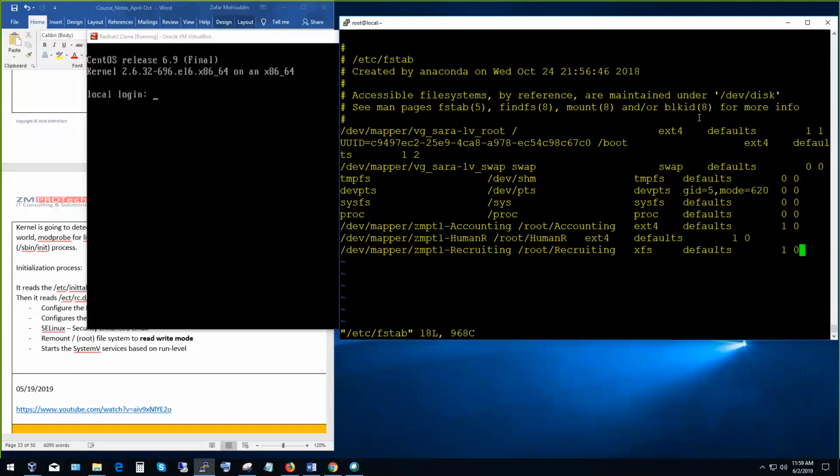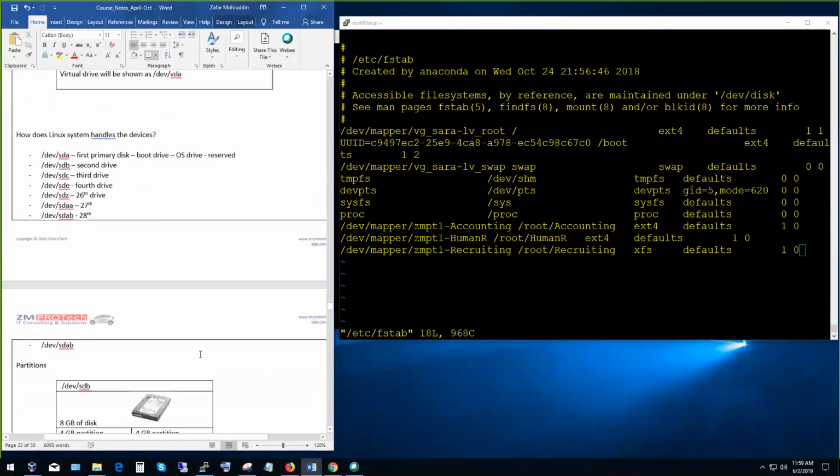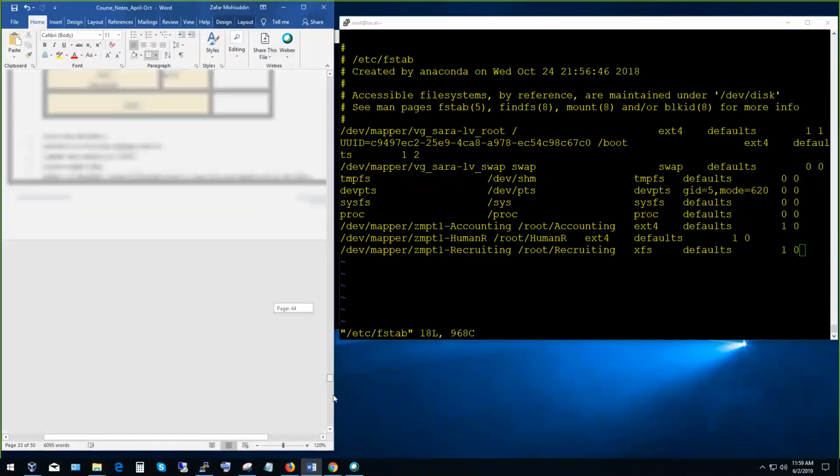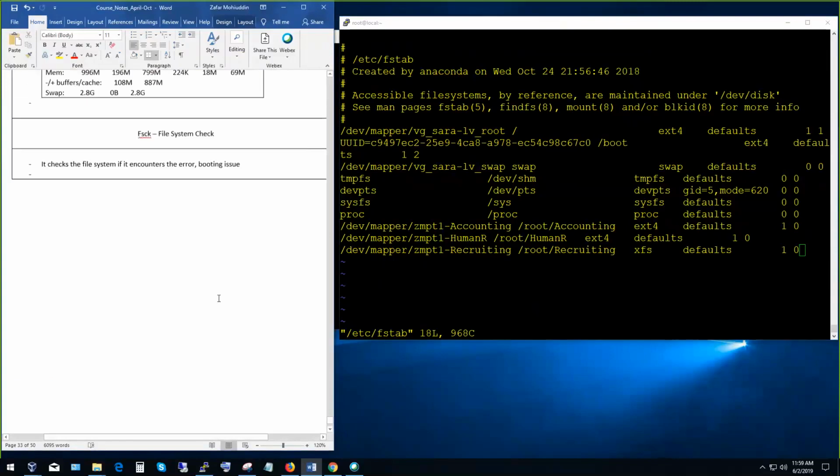Zafar, a quick question. Will you put that command and the mount command you put for the troubleshooting in the notes? Oh yeah. Yeah. Definitely. Sure.